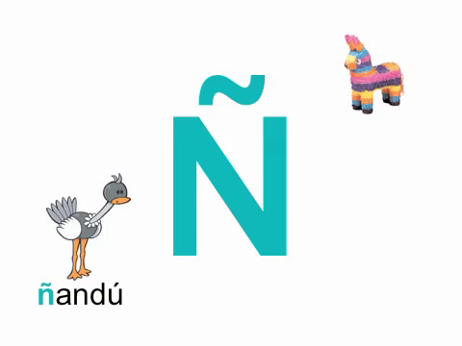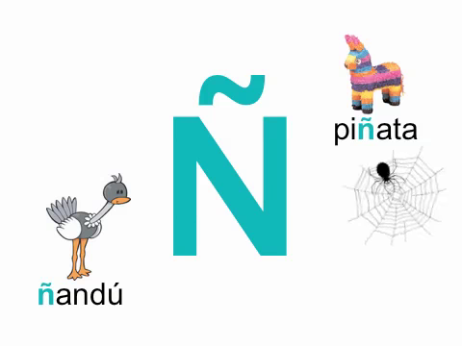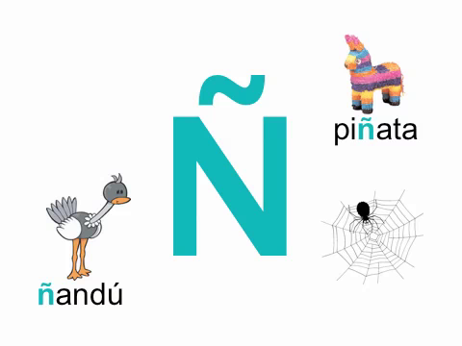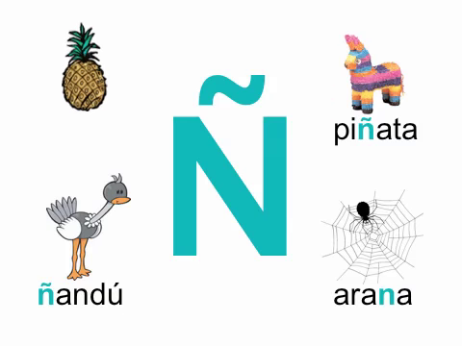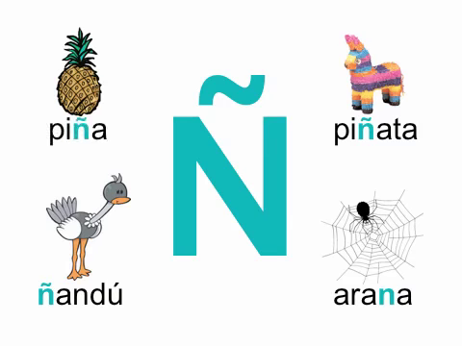Next we have a couple of words that have an ñ somewhere in the middle. I think you probably know what this is. It's called a piñata. Piñata. Next we have a spider. A spider is called an araña. Araña. Next we have a pineapple. A pineapple is called a piña. Piña. So all of those words have an ñ in there somewhere.